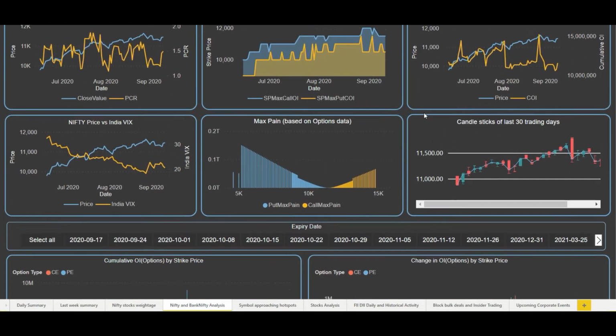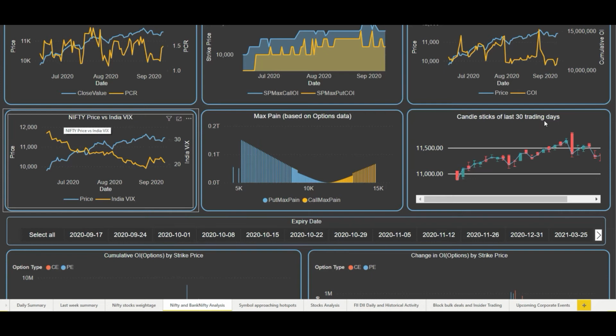Now coming to the third row, we have compared the Nifty price with the India VIX. India VIX is the volatility index. So you can see how the price is moving against the volatility index. Generally, when price is decreasing, volatility rises, and when price increases, volatility decreases. You must have found that in a bullish market, when the market is stable, the volatility falls and the price increases, but when the volatility increases, the price decreases. This is the general trend. They both generally work on opposite sides.